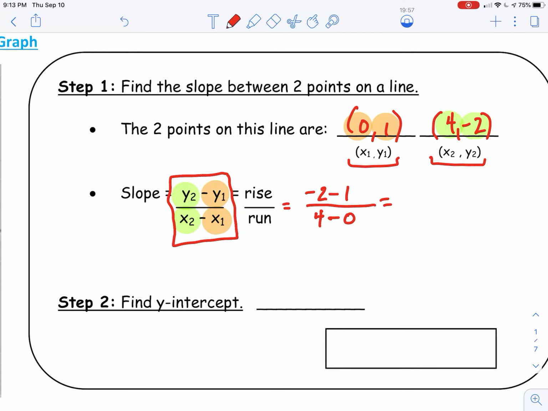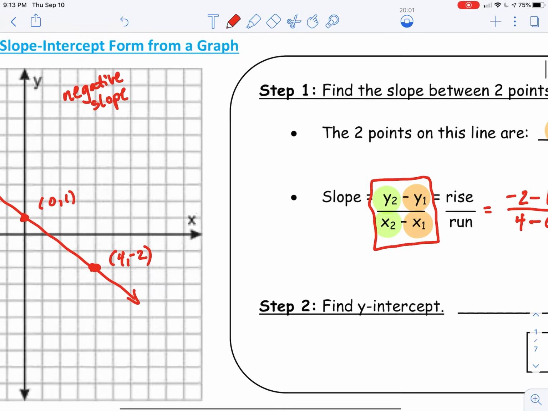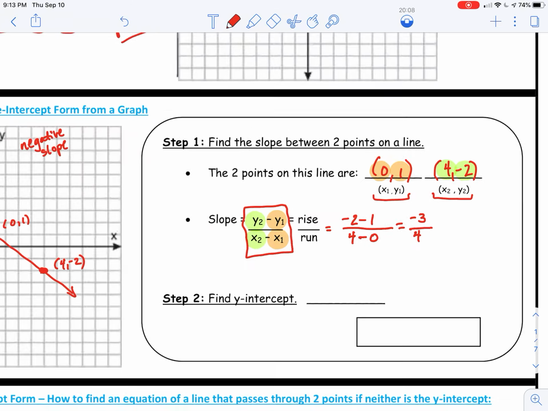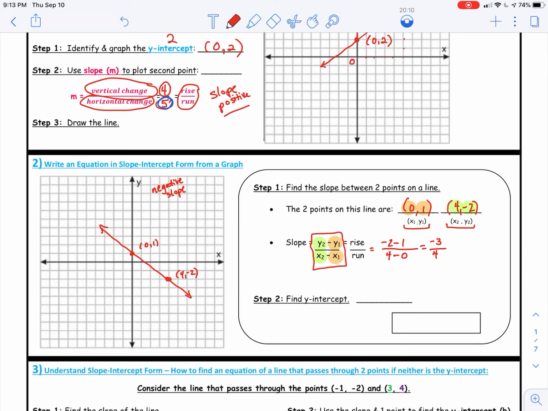So negative 2 minus 1 is negative 3. Oop, remember I said it looks like we're going to have a negative slope here. Over 4 minus 0, which is 4. So there's our slope. Now, I'm going to just show you how that actually is true.